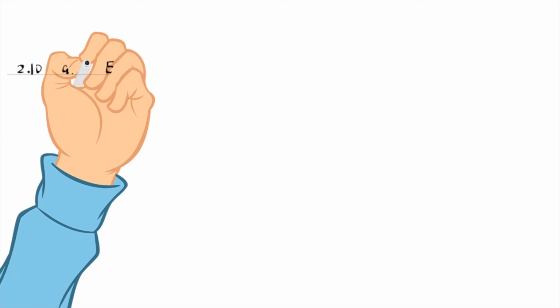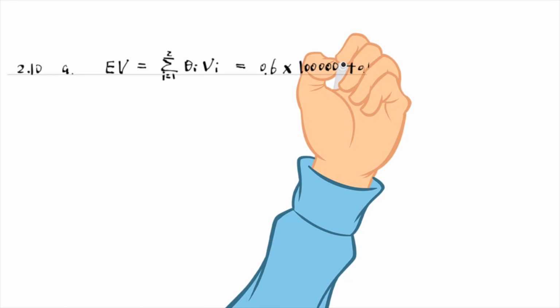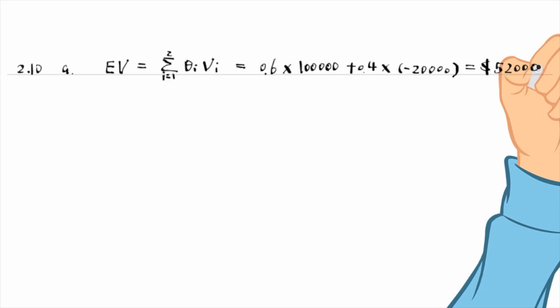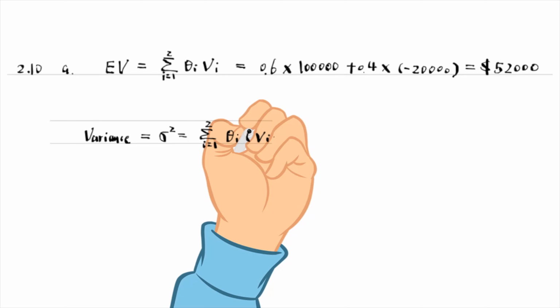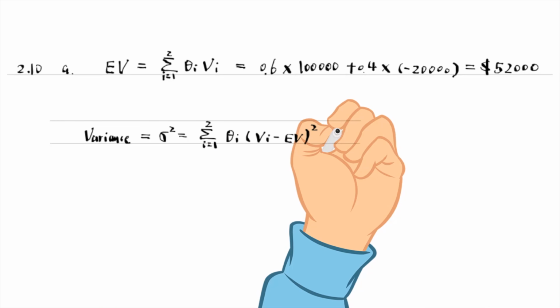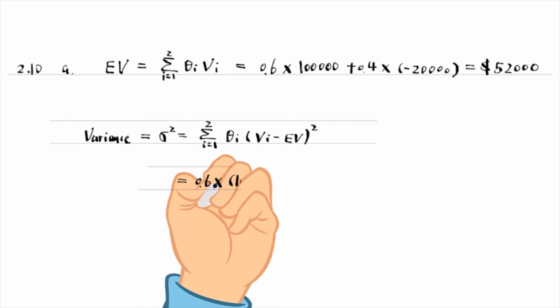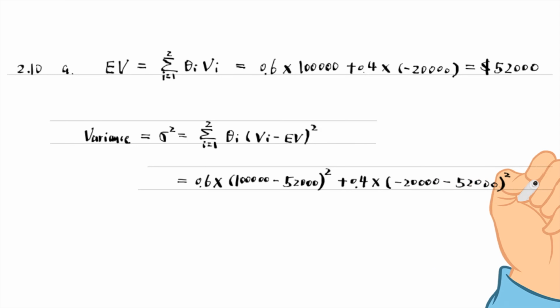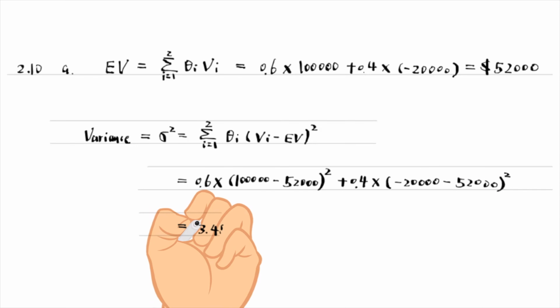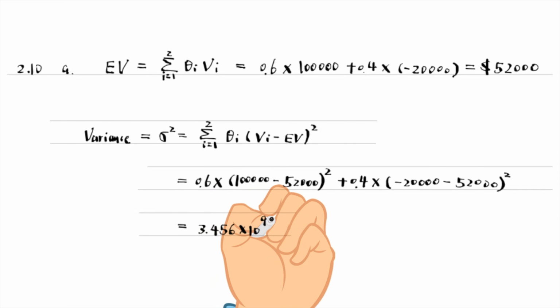The expected value of the income is the weighted average of incomes of each possible outcome, where the weights are the probability of each outcome. It is $52,000. The income variance is the weighted average of the squared differences between the actual and expected income, where the weights are the probability of each possible income. It equals 3.456 times 10 to the power of 9.